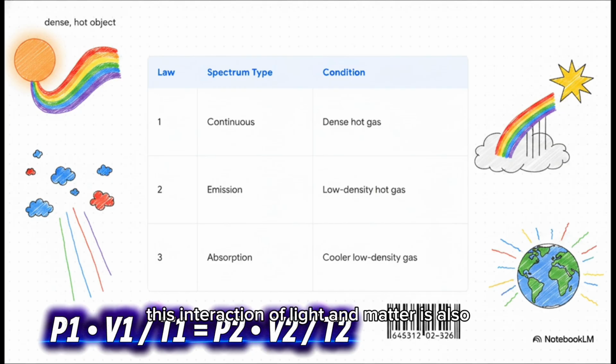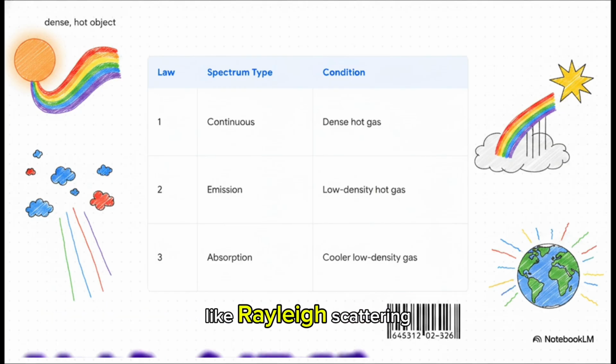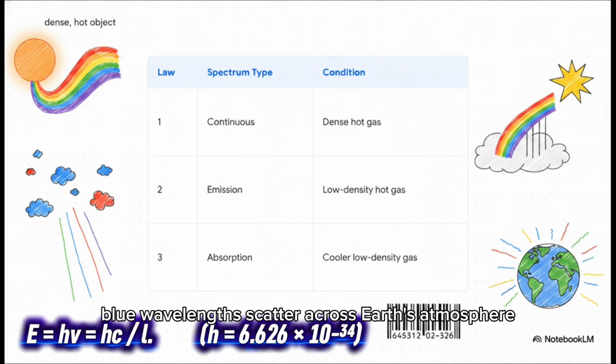This interaction of light and matter is also responsible for scattering effects, like Rayleigh scattering, which perfectly explains why shorter blue wavelengths scatter across Earth's atmosphere and give us our blue sky.